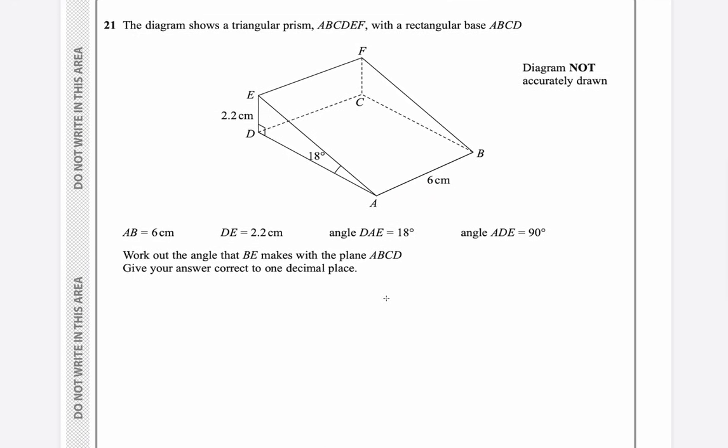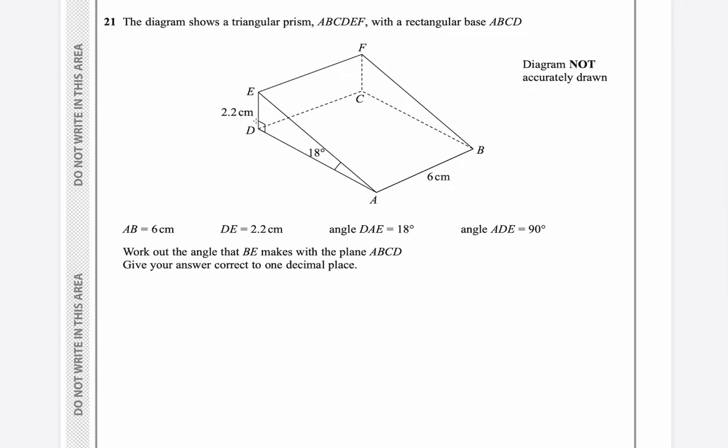Okay, question 21. The diagram shows a triangular prism, ABCDEF, base ABCD. These values are given. Work out the angle BE here to here.